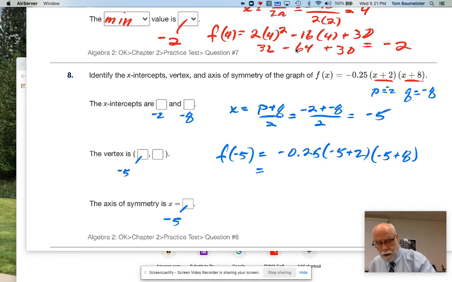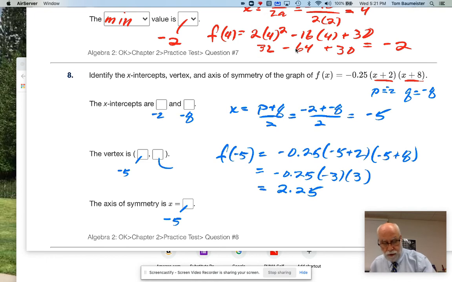So when I work that out, I'll get negative 25 hundredths times a negative 3 times a positive 3. I have two negatives there. Negative times a negative is a positive. So now I would just go ahead and work on everything, and I'll get 2.25, or 2 and 25 hundredths, and that is your y value.